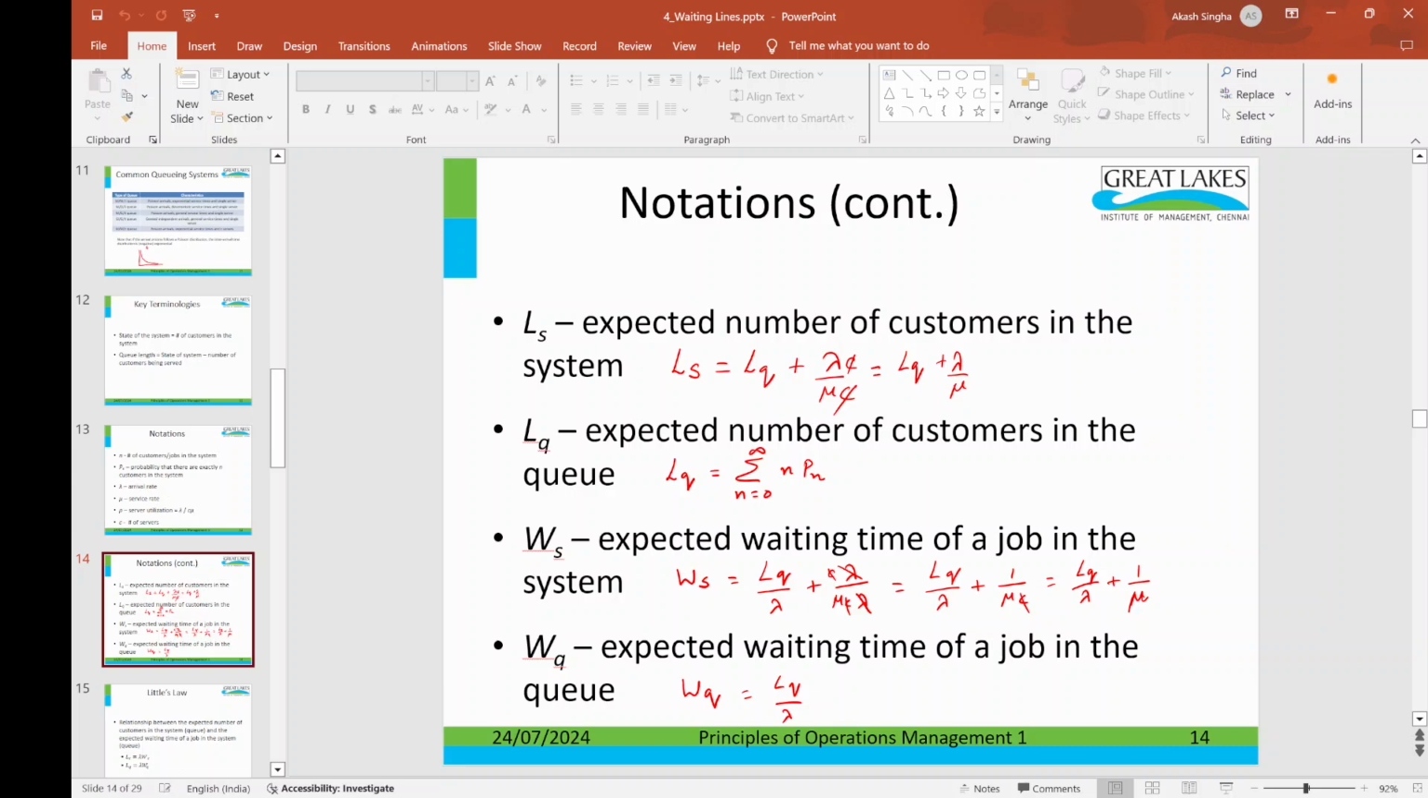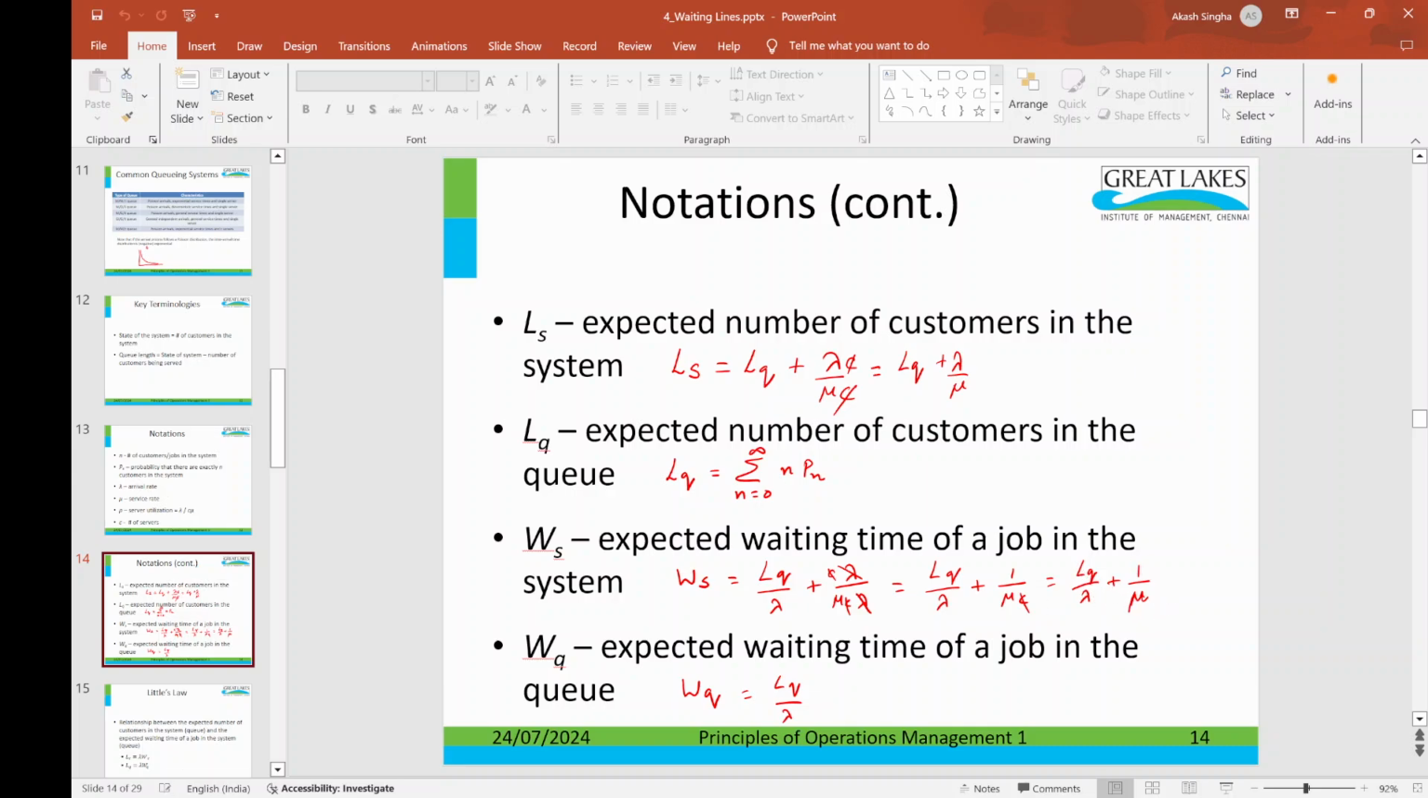WS is the expected waiting time of a job in the system. So if a car is coming into the system, how much time is it waiting in the line, and then how much time does it take to process it. The total is the expected waiting time for the car in the system. So it will be the time it waits in the queue, and then the time it takes while it is getting washed.